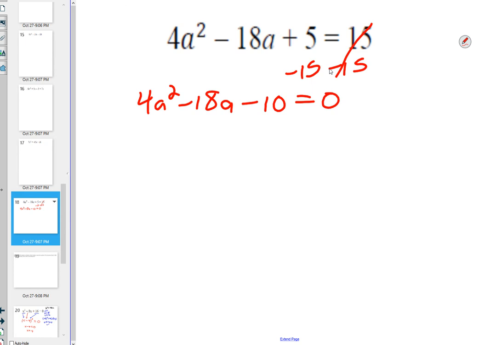Do we have a greatest common factor? Yes, we do. How do you know that we have a greatest common factor? Because all the numbers are even. So I can bring out a 2. That leaves me 2a squared minus 9a minus 5. Look at the leftovers. Can the leftovers be a perfect square trinomial? No. So let's try a factor chart.